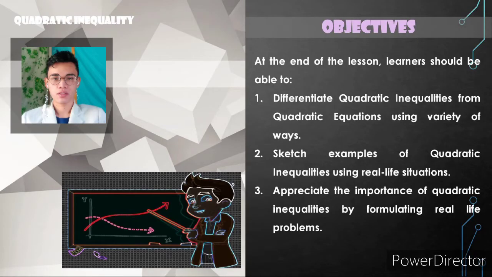For the objectives, at the end of the lesson, learners should be able to, first, differentiate quadratic inequalities from quadratic equations using a variety of ways. Second, sketch examples of quadratic inequalities using real-life situations. And third, appreciate the importance of quadratic inequalities by formulating real-life problems.